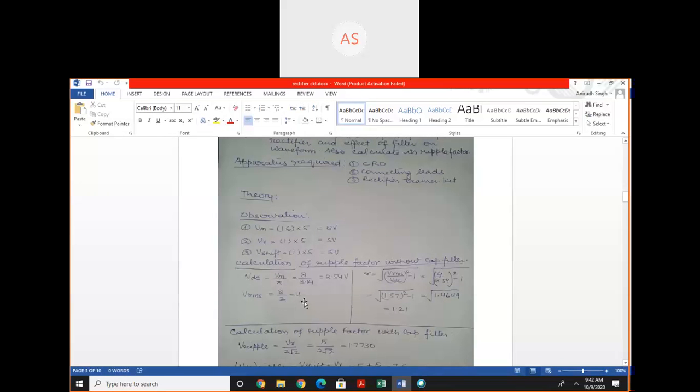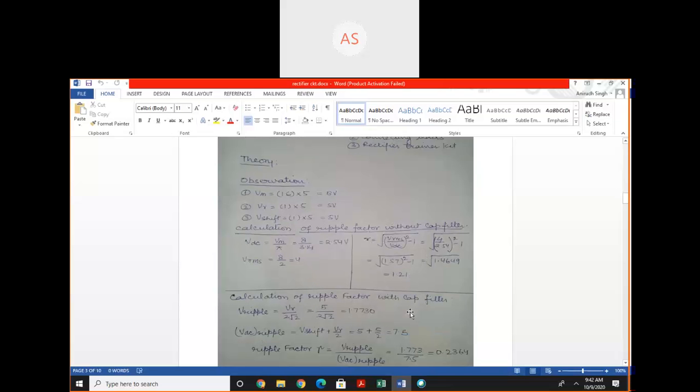Calculation of ripple factor without filter first. VDC is Vm, 8 volt, divided by 3.14, which is equal to 2.54 volt, and Vrms is equal to 8 by 2 volt. If we substitute these values of VDC and Vrms in the ripple factor formula, we get the value of ripple factor 1.21. Clear?